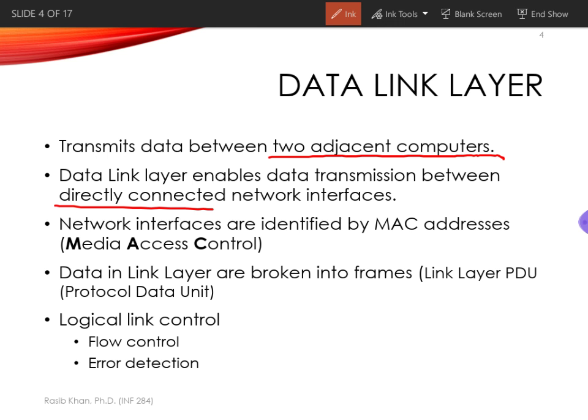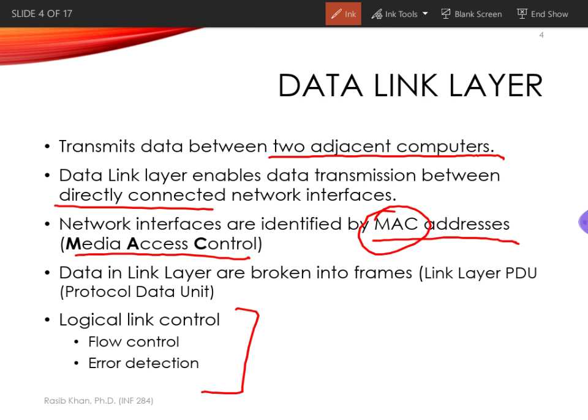So all interfaces in computer networks are identified by something that we call MAC addresses. The MAC stands for Media Access Control. So the media access control is what the data link layer primarily deals with, which allows you flow control, error detection during the time of transmission of these electric signals.